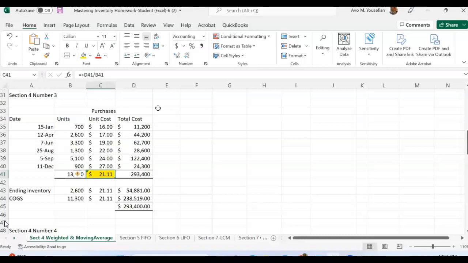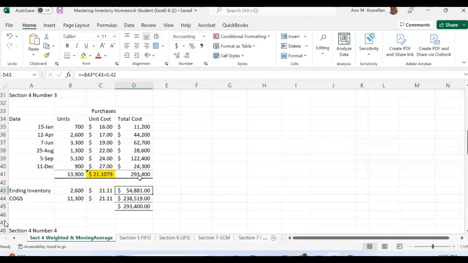average cost. So average cost, if you add the decimal, you will see that's the average cost. Okay. So the average cost is 21.1079. Now, ending inventory, you know already 2,600 is left. So 2,600 multiplied with the average, and the average in this cell equals that cell. Okay. And that gives you the ending inventory dollar amount.